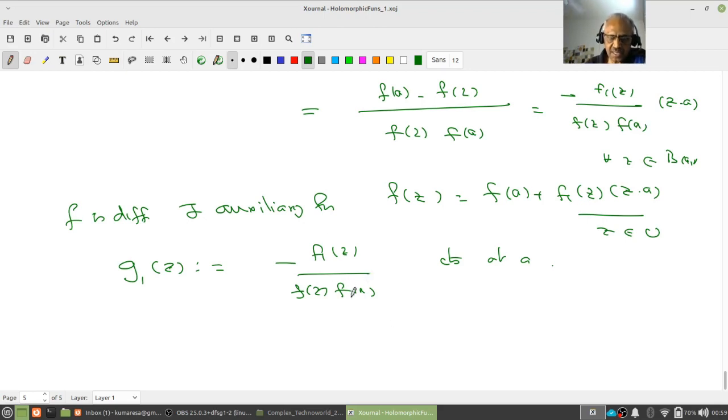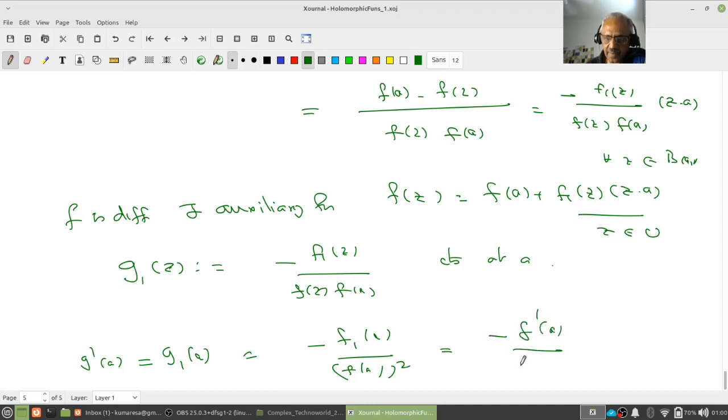Why? Because f of a is a constant, f of a is not equal to 0, therefore 1 by f is continuous at a, and f1 of z is continuous at a, therefore this is continuous at a. And therefore what is g1 of a? That should be the derivative of g. This is nothing other than minus f1 of a by f of a whole squared. But what is that? That is minus f dash at a by f of a whole square, right?